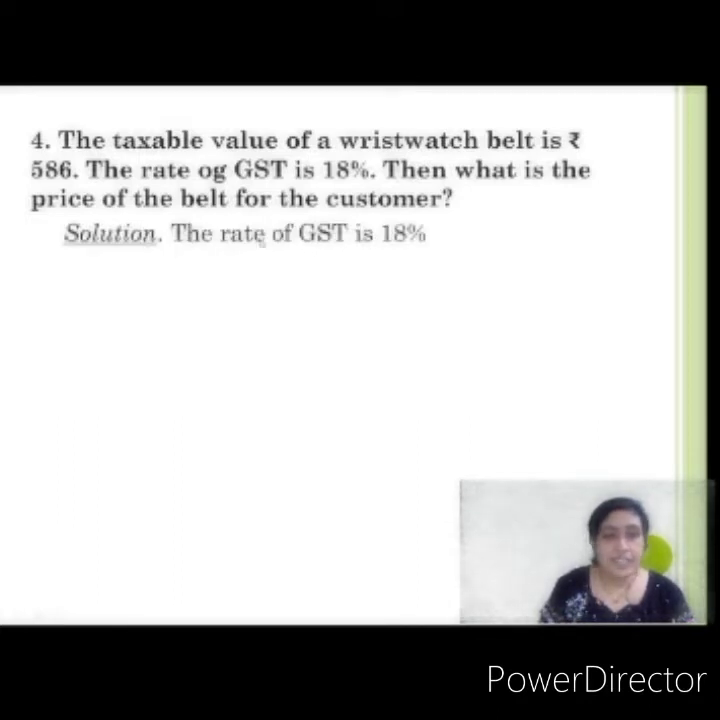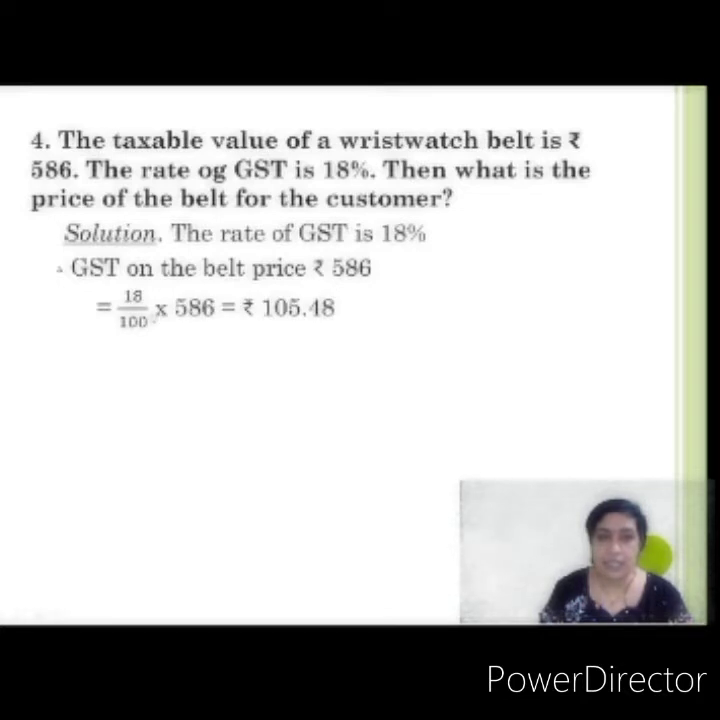The rate of GST is given to us, that is 18%. Then GST on the belt price, it is given, right? The rate is given on what? It is on the belt price, that is rupees 586. So 18% of 586 is rupees 105 rupees 48 paise.